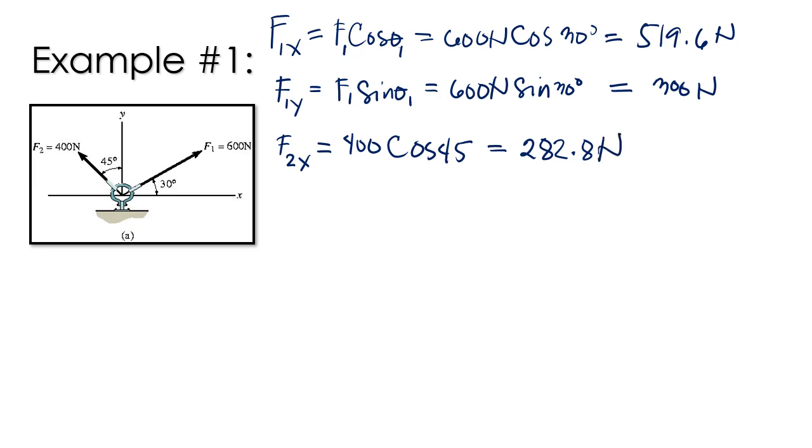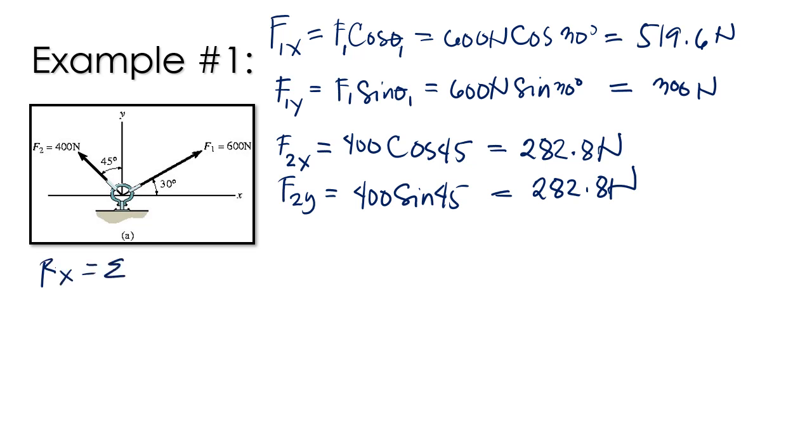Newton. Then F2y is also equal to 400 sine of 45, which is also equal to 282.8 Newton. Then taking the summation of the forces, we have Rx is equal to the summation of forces along the x-axis, taking the direction towards the right as the positive direction.